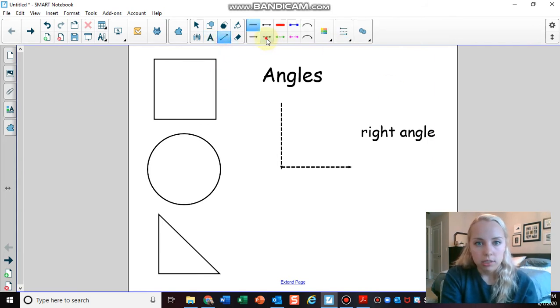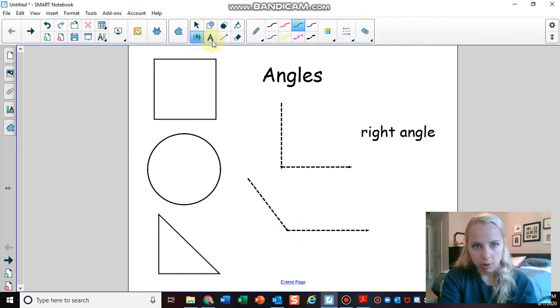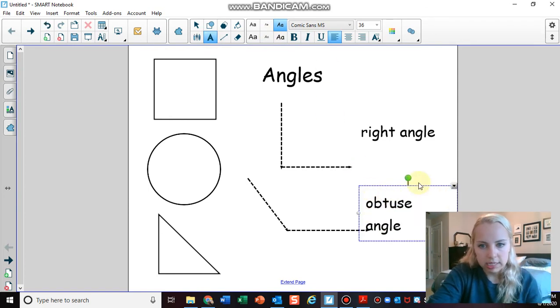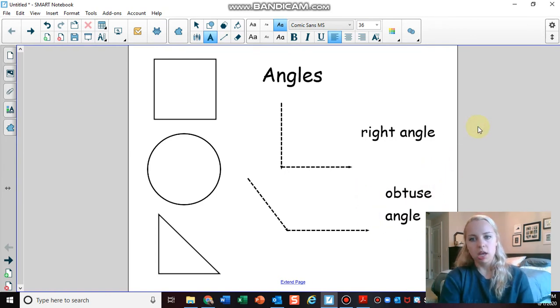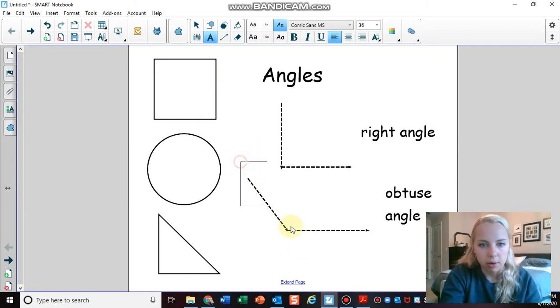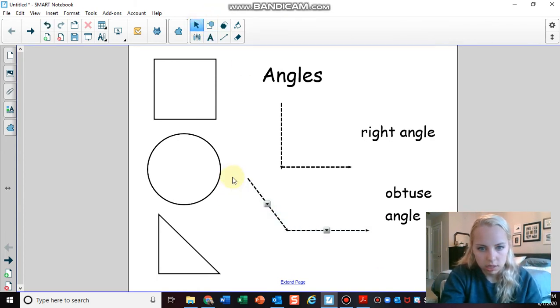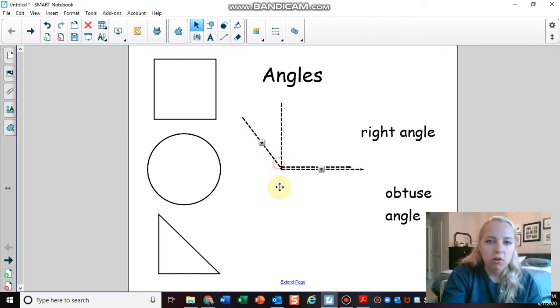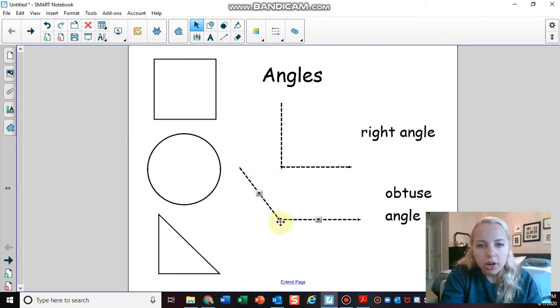The next angle we're going to talk about is an obtuse angle. An obtuse angle is a wide angle or a fat angle. Okay, I will spell it out for you. This is an obtuse angle. O-B-T-U-S-E. Okay, an obtuse angle is bigger than the right angle. So if I were to line these up, I'm gonna get these two together. If I were to line these up, you see that the obtuse angle is actually wider than that right angle. Obtuse angles are any angles that are wider than a right angle.